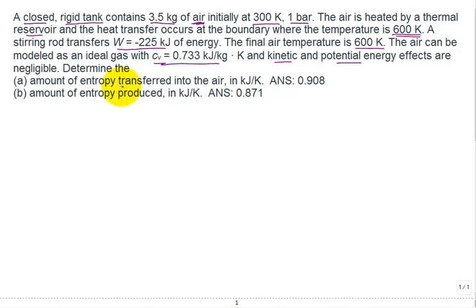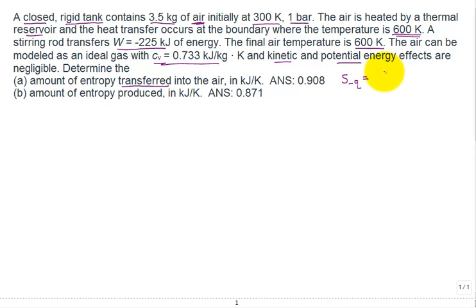Well, how is it being transferred into the air? It can only be transferred with the heat transfer. And so what we're asked to solve for is, and you can make up notation for this, the entropy transfer with the heat transfer. It's like S with the Q. How would you calculate that?